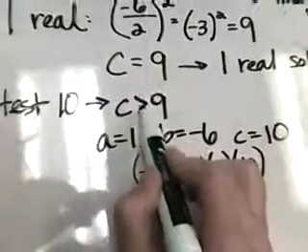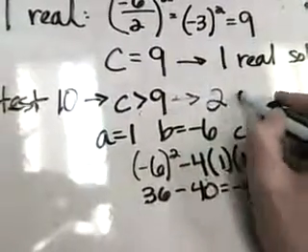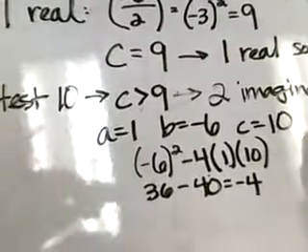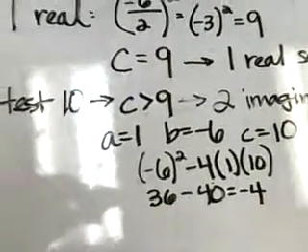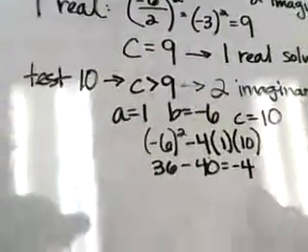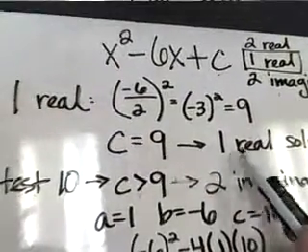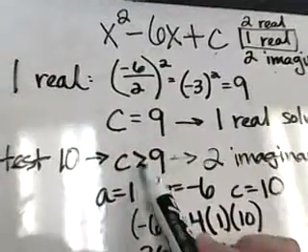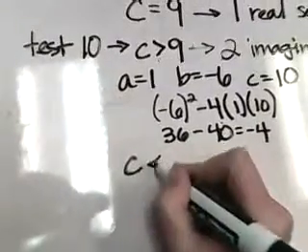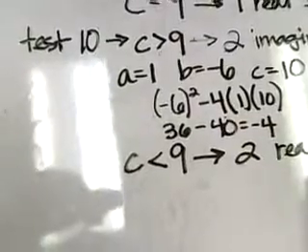So that means any number greater than 9 is going to give me two imaginary solutions. Because when I tested 10, that's what I got. And that means anything above that will be that same way. So then I always make sure I'm right. Now I go the other way and think, okay, when C equals 9, it was one real solution. When C is greater than 9, it was two imaginary. So when C is less than 9, I should get two real solutions.